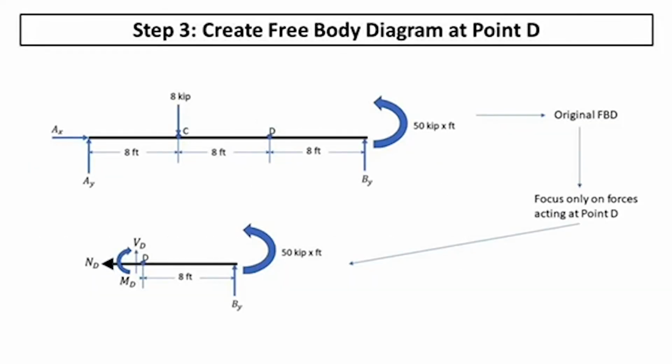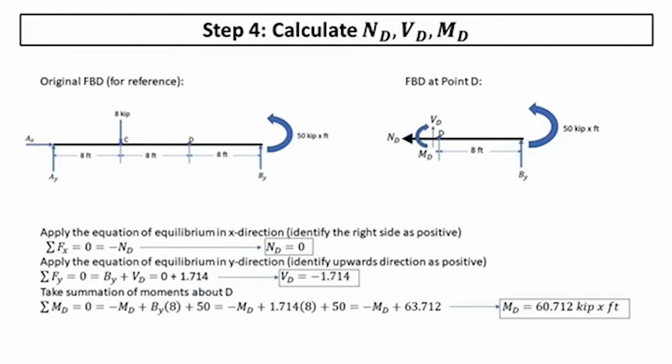And now we're going to do the same thing that we did at point C, but for point D. So we'll make that free body diagram again, showing the moment about D, the normal force at D, the VD, and then also acting on point D is that moment about the entire rod. And then lastly, we're going to calculate the ND, VD, and MD.